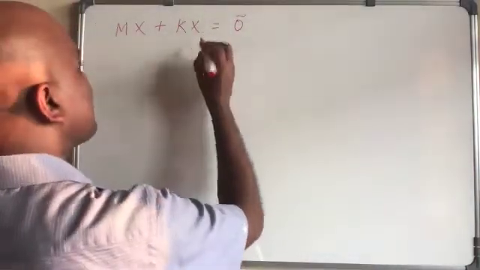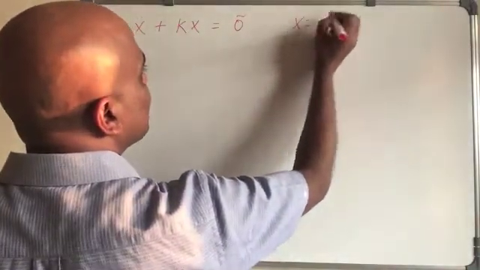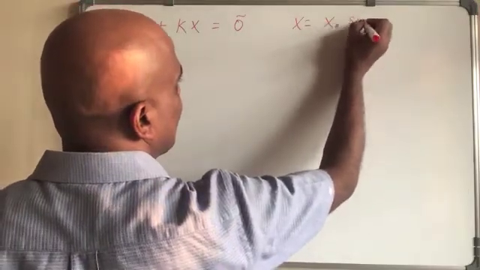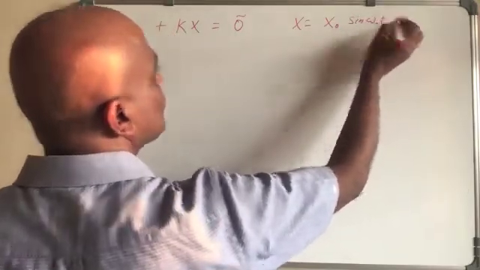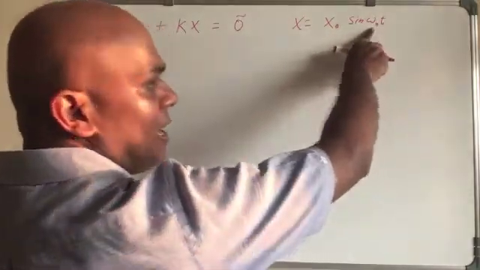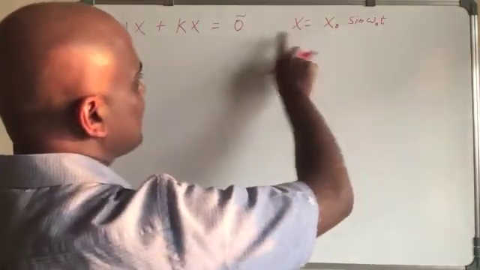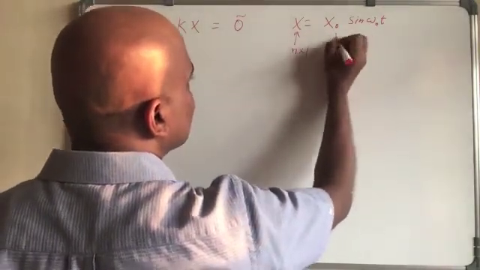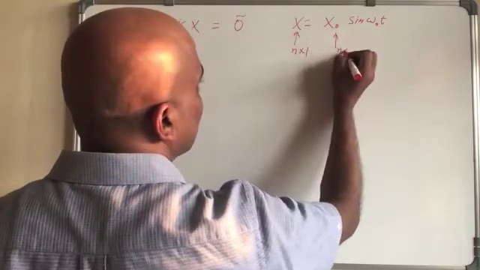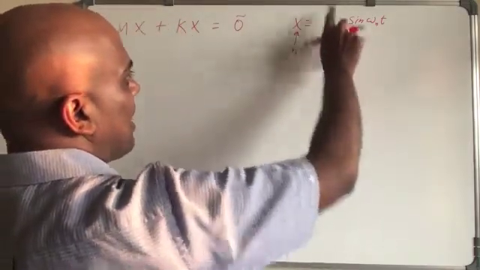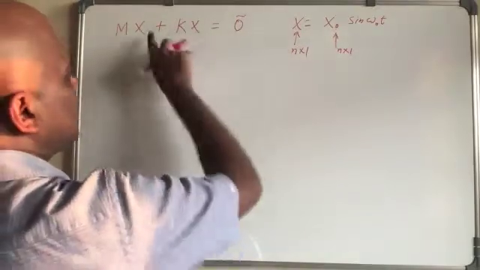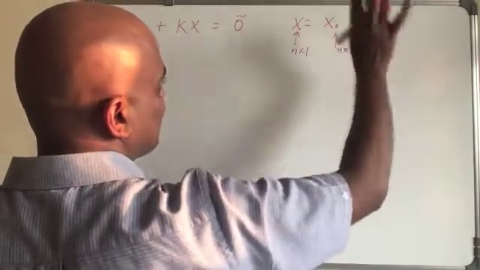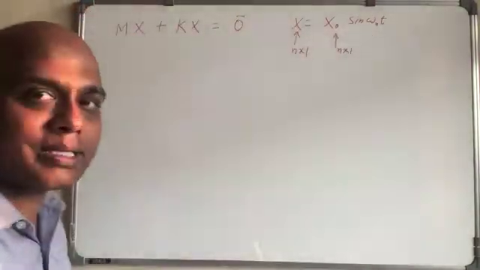The solution in this case also will be x equal to x naught sine omega n t, right? Where omega n is a natural frequency. So we are expecting the solution will be x equal to x naught sine omega n t. This is also n by 1, and this is also n by 1. This represents the amplitude. So x is a variable, x naught is a constant vector, and sine omega t. Now we have to find out the omega n there, right?